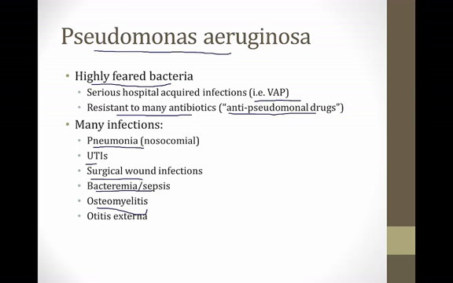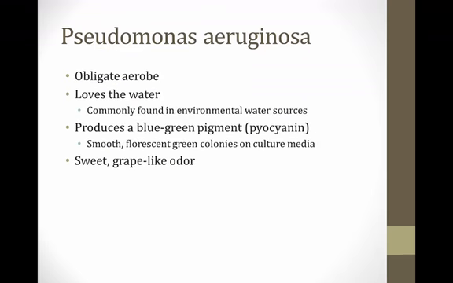And then finally, the one sort of benign infection it causes is otitis externa, which is an external swimmer's ear infection. We'll talk about that in a minute. So some general characteristics of Pseudomonas. It's an obligate aerobe and it loves the water. It's commonly found in environmental water sources. It's one of the pigment producing bacteria. It makes a blue-green pigment called pyocyanin, and it will grow smooth fluorescent green colonies on culture media.